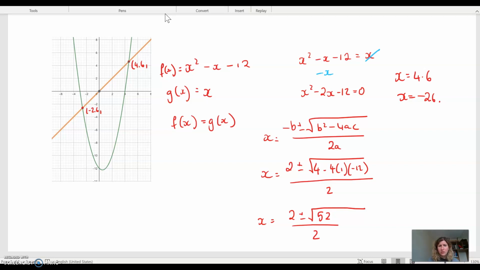So I'm going to use, much easier than using the quadratic, g of x equals x. I'm going to say g of 4.6 is equal to, surprisingly, 4.6, because your x coordinate and your y coordinate are the same. So that's 4.6 there. And then g of negative 2.6 is negative 2.6. And that's that coordinate there. Beautiful. So there are your 2 points. That's where they cross over each other and they're the same.